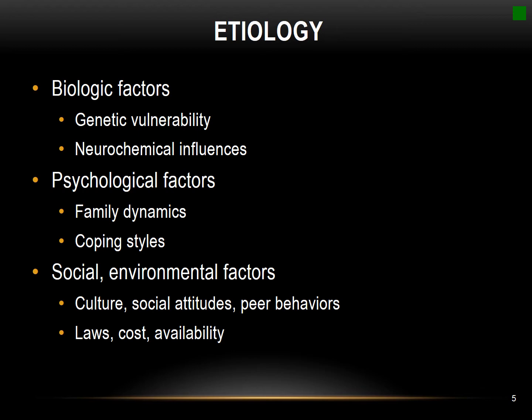Possible influences of social and environmental factors include culture, social attitudes, peer behaviors, laws, cost, and availability. There's a theory that urban living coupled with high crime rates, high unemployment, and substandard school systems are possible factors in developing a substance abuse problem. But folks in the country also have substance abuse issues. They have their own strains and stressors that are not common to urban living.